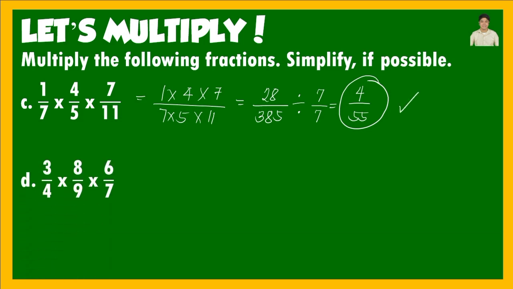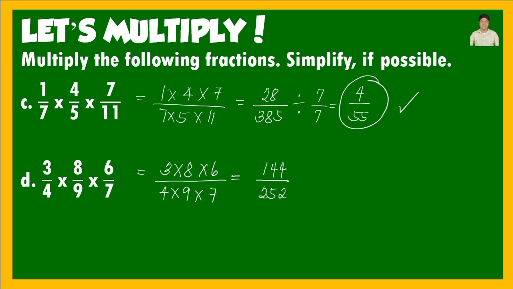Next, 3/4 times 8 over 9 times 6 over 7. So that is 3 times 8 times 6 all over 4 times 9 times 7. So 3 times 8, we have 24. And then 24 by 6, we have 144, all over 4 times 9, we have 36, times 7, 252. So 144 over 252 can be simplified.